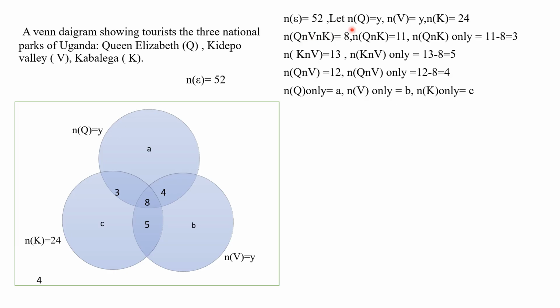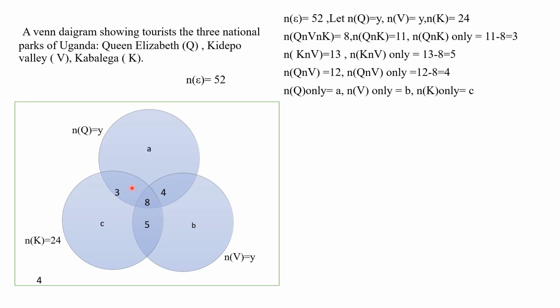Then those who had visited Queen Elizabeth, Y. Those who had visited Kidepo Valley, I have also Y because they are equal in number. Then those who had visited Kabalega were 24, as you can see. Then those who had visited all the three were 8, you can see it. And then those who had visited Queen Elizabeth and Kabalega only were 3.